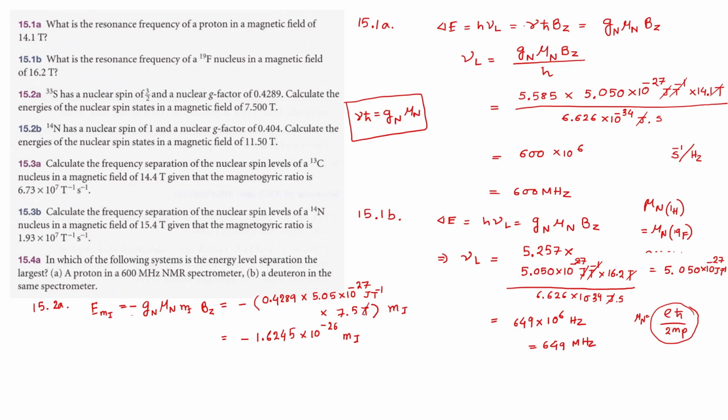Actually, the unit you can understand, unit will come in joules, right? AMI has no unit. So for 33 sulfur, you can see the nuclear spin is 3 by 2. When the magnetic field is not there, all the spin states are degenerate, right? Now when the magnetic field is applied, there are four magnetic nuclear spin states, right? So depending on the energy, after the magnetic field there will be four such states.